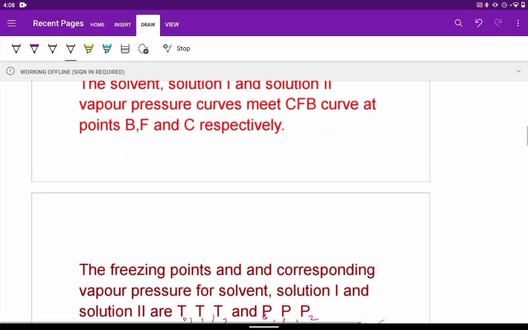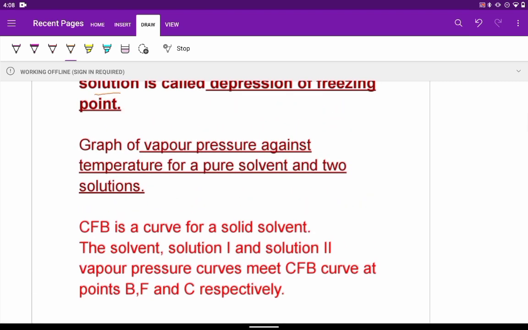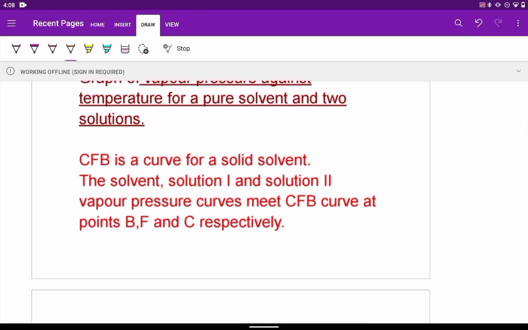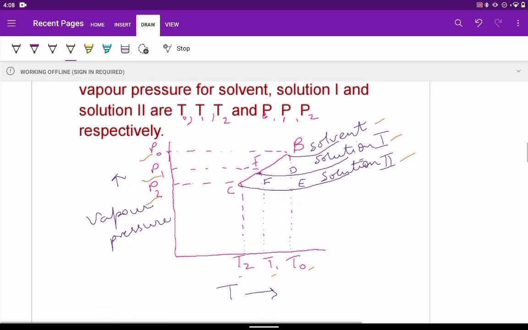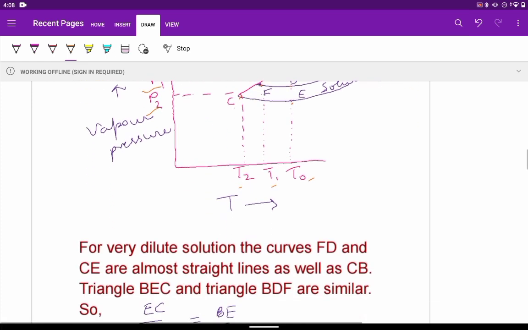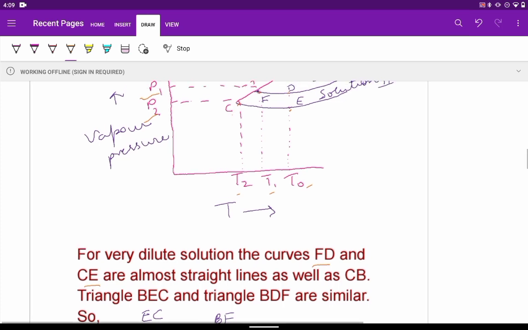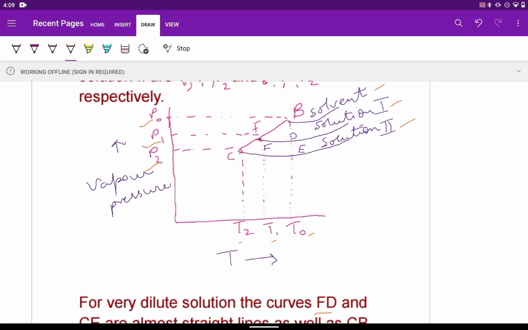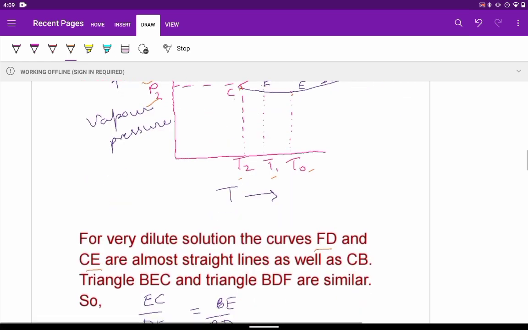Now if we have a very dilute solution, we find that the curves FD and CE are almost straight lines. FD, this is F, this is D, and C to E, these will be almost straight lines if the solution is very dilute. At the same time CB, you can see in this graph, also is a straight line.